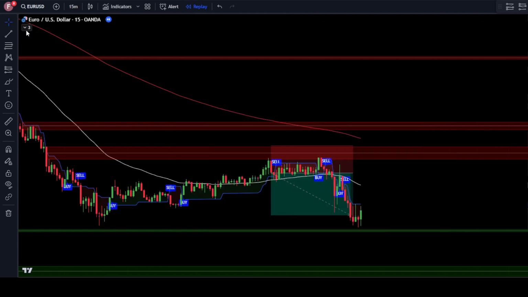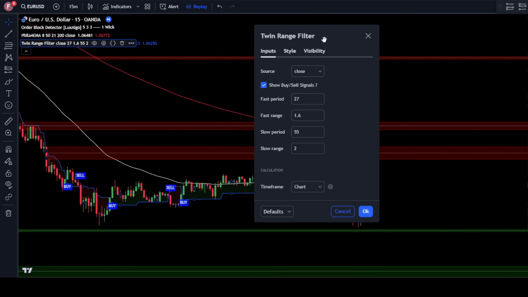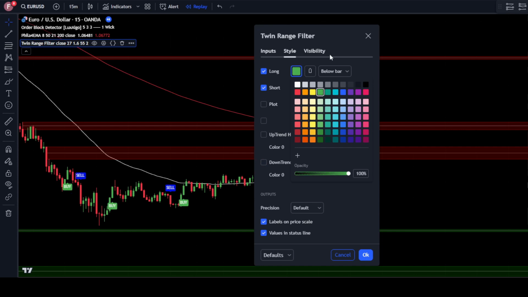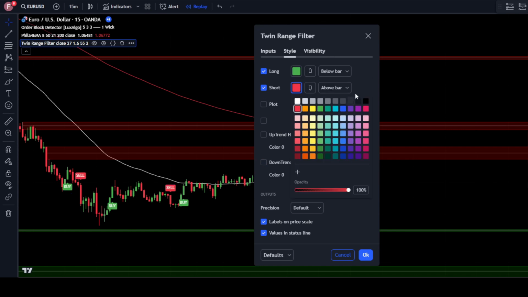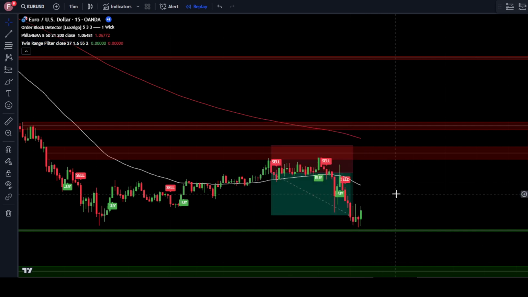Next, go to the settings of the Twin Range Filter Visualized indicator. In the Input tab, leave it at the default settings. Then go to the Style tab. In the Style tab, uncheck the boxes for Plot, Uptrend Highlighter, and Downtrend Highlighter. Then, set the colors for the long and short sections according to your preference. Once done, just click OK to confirm the changes.